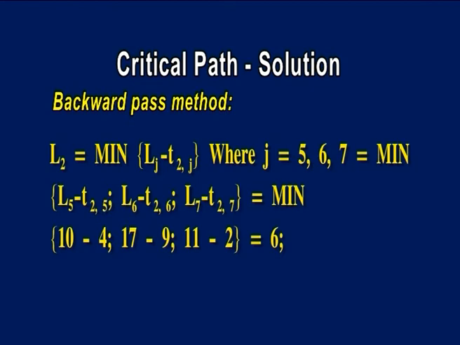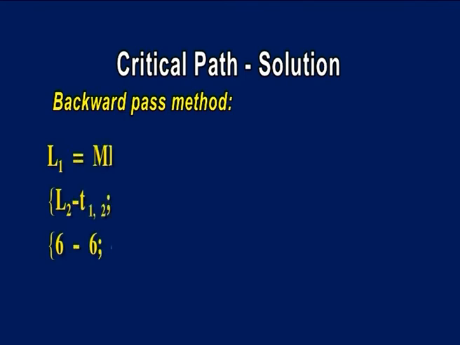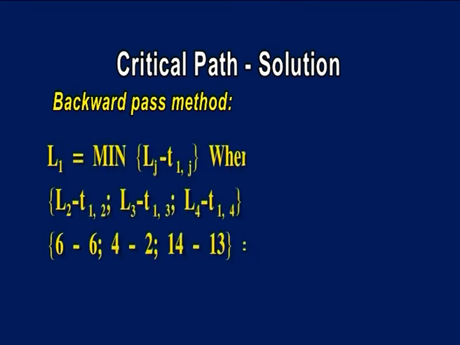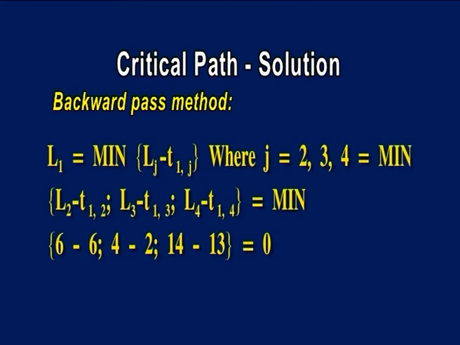L1 is equal to min of Lj minus T1,j, where j is equal to 2, 3, 4, which is min of L2 minus T1,2, L3 minus T1,3, L4 minus T1,4, which is min of 6 minus 6, 4 minus 2, 14 minus 13, equal to 0.